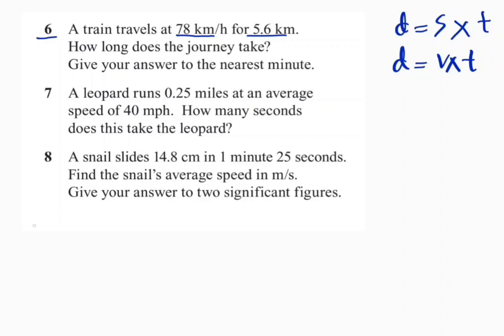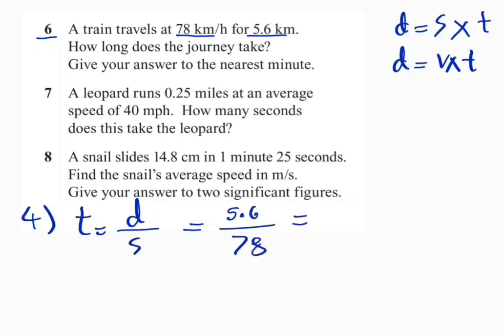And if we want to do that, we need to first rearrange the main equation, which is distance is equal to speed times time. And if you want to rearrange that, then simply we need to divide both sides by s so that we get t is equal to distance divided by speed. Now we just need to plug in the numbers. So the distance is 5.6 and the speed is 78 kilometers per hour. Now let's just work out the value of this.